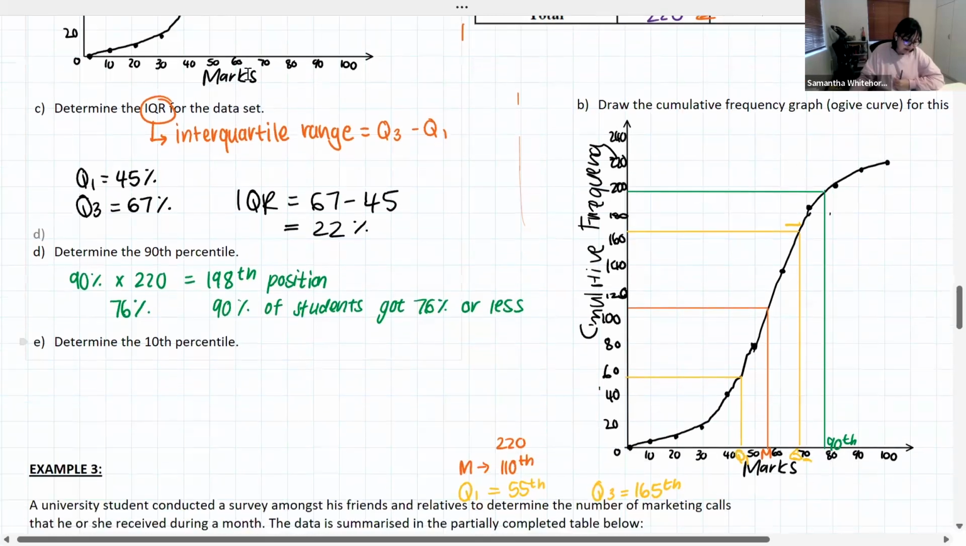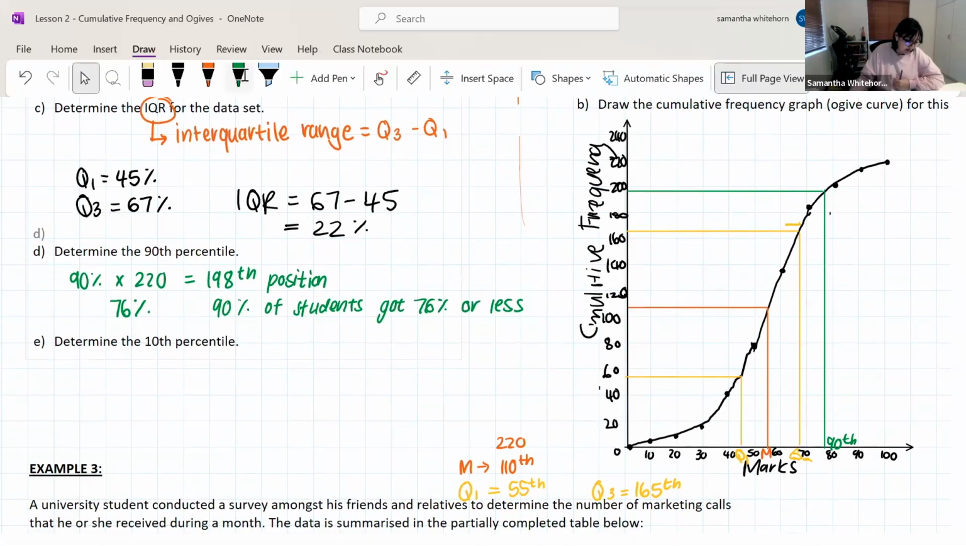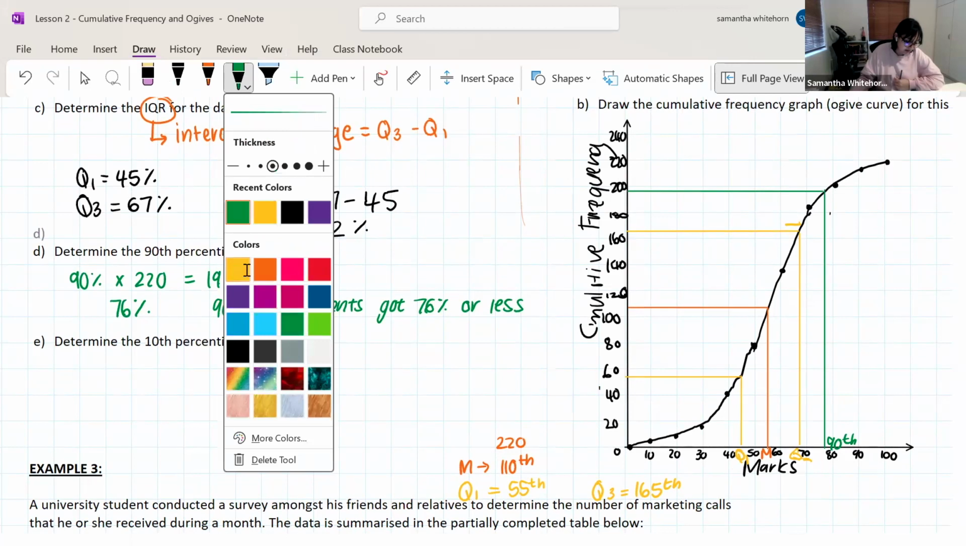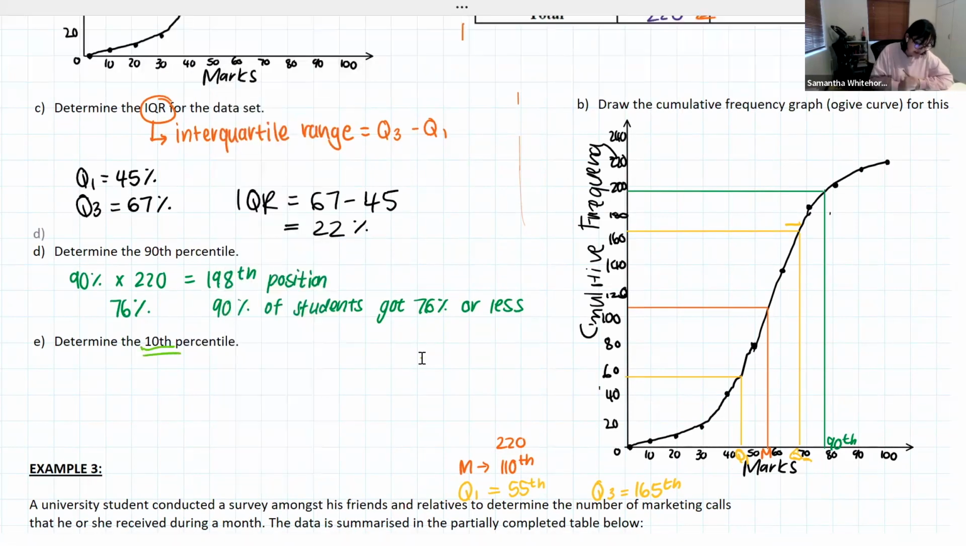Right, and we would do the same thing for E. So we would want to determine where the 10th percentile is. So I'm going to give you 2 seconds to do that. Tell me what position the 10th percentile is, and then we would still go to our ogive and drop it down. Okay, so 2 seconds. Tell me where the 10th percentile is, what position it is at.